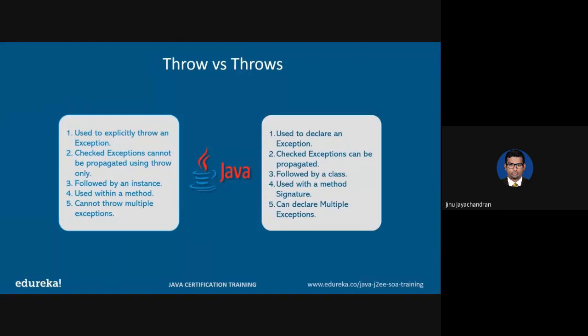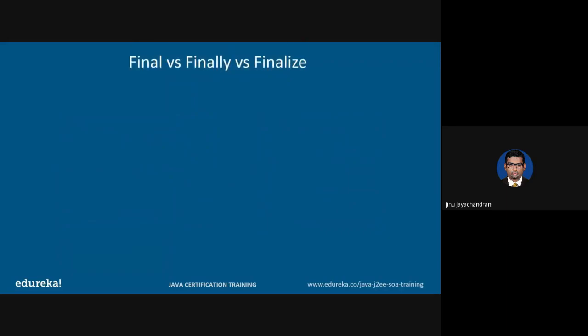And throw can throw only one exception and not multiple exceptions. And throws can declare multiple exceptions. Just now we saw how it worked. Next, we'll see the difference between final, finally, and finalize.